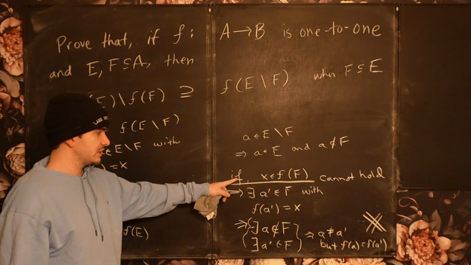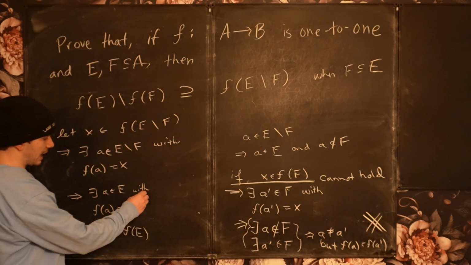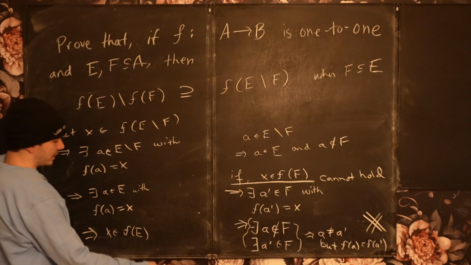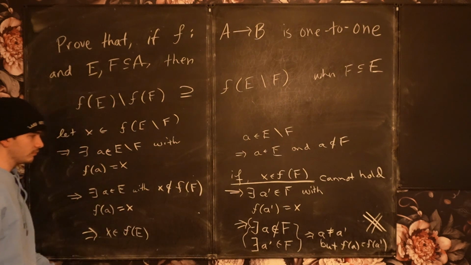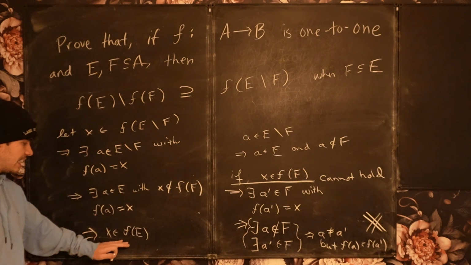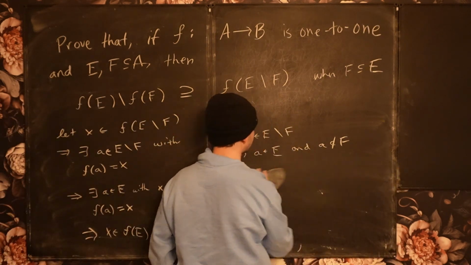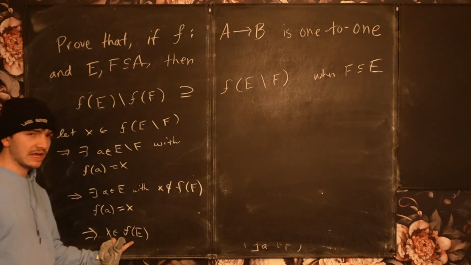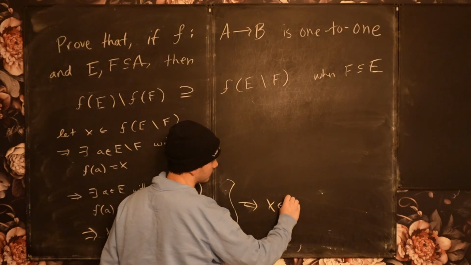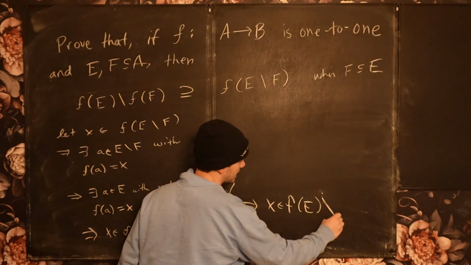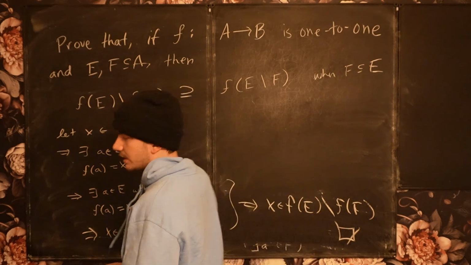Right, so we started by assuming this statement, then derived a contradiction by the fact that f is 1 to 1. So therefore, I can add on to what I know here, which is that x cannot belong to f of F. Okay, but now I claim we're done, because x belongs to f of E and x does not belong to f of F. So this tells me that x belongs to f of E set minus f of F. Okay, we're done.